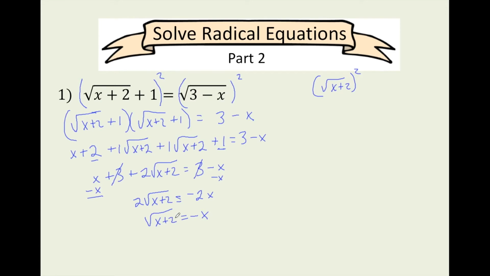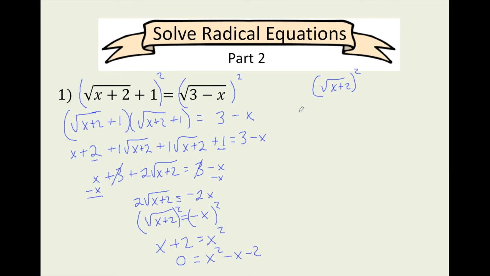Now we still have the radical symbol here, so we're going to do what we did in the beginning. We're going to square both sides. That cancels out over here, so this becomes x plus 2, and this is negative x times negative x, which is x squared. Move everything to one side: 0 equals x squared minus x minus 2.